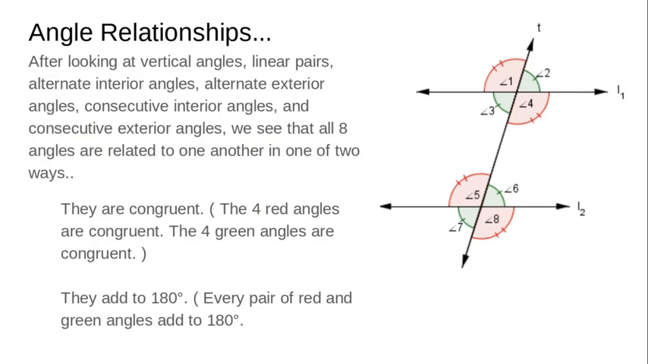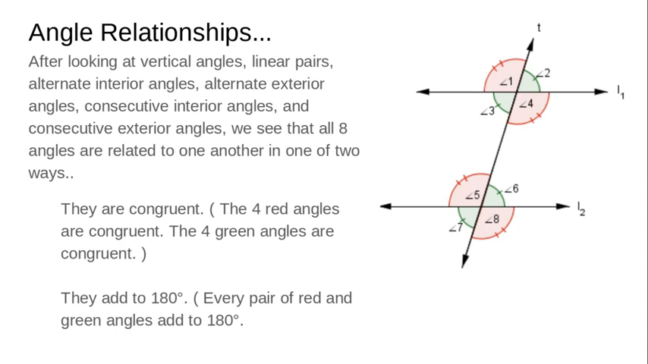When you are looking at vertical angles, linear pairs, alternate interior, alternate exterior, consecutive interior, and consecutive exterior, and you see all of those 8 angles that are made by the parallel lines and the transversal, you end up really with the fact that all 8 are related to one another in one of 2 ways.